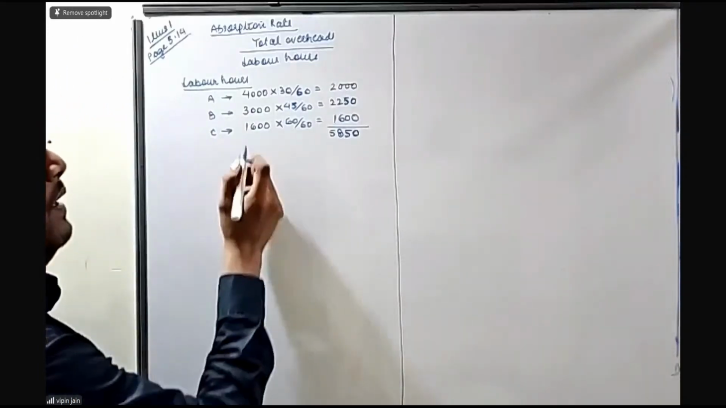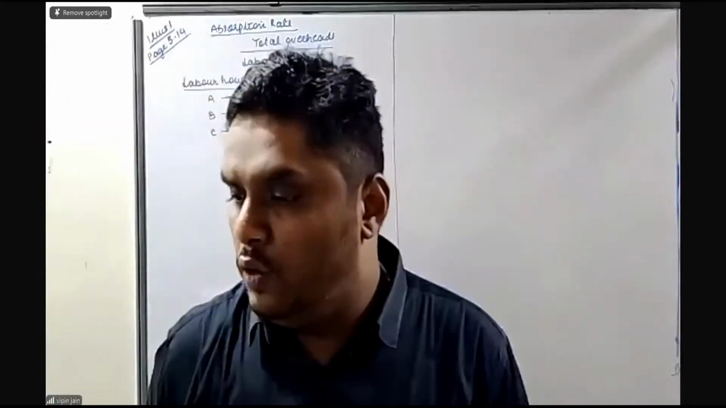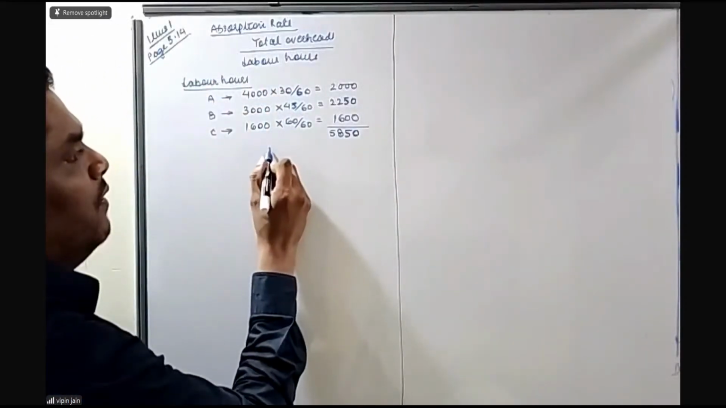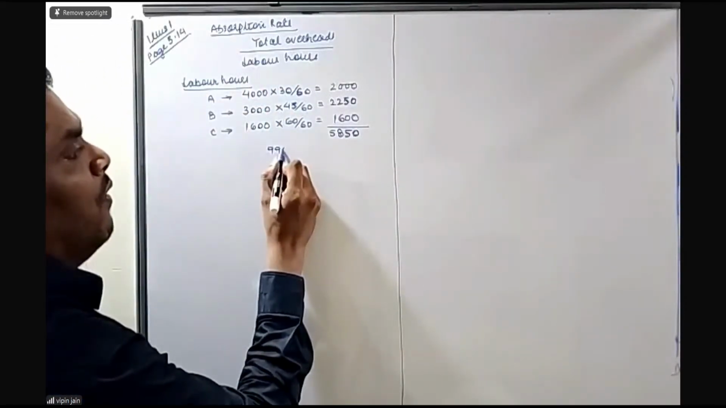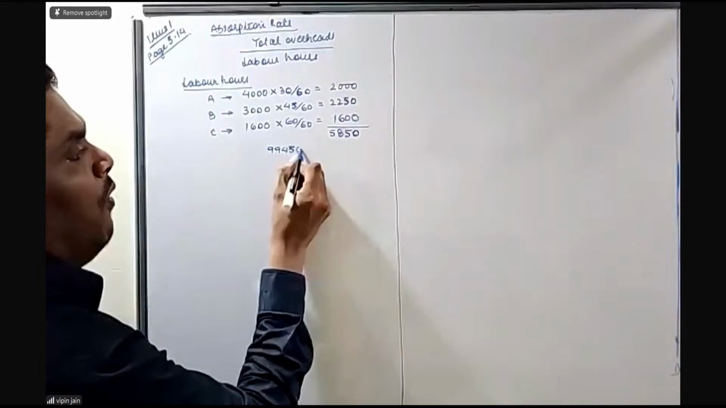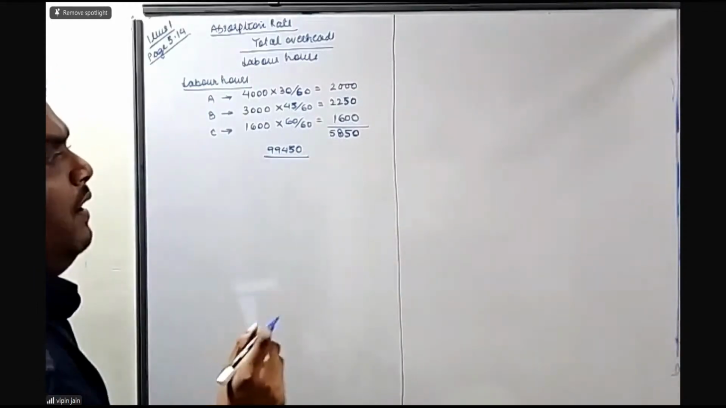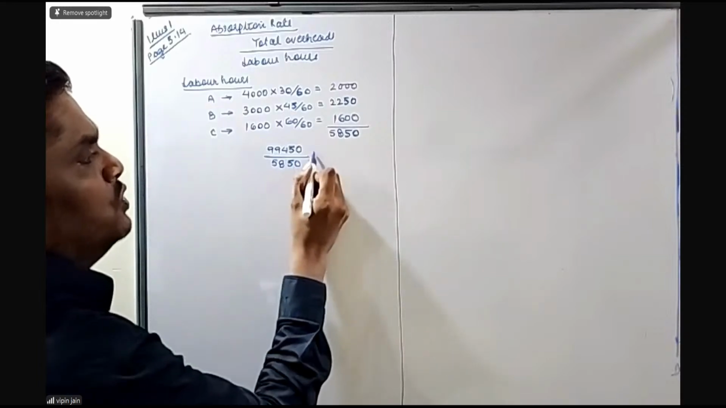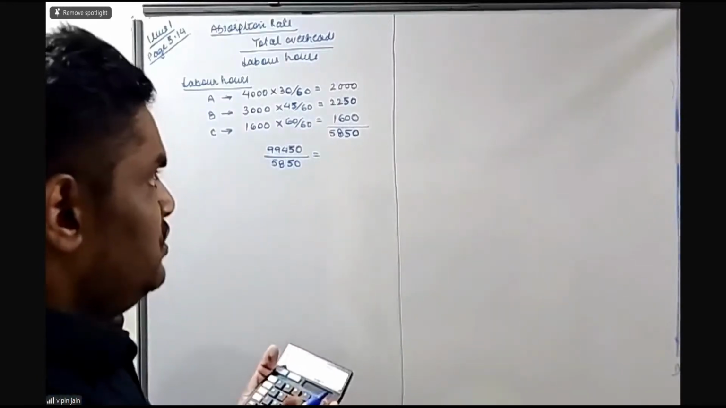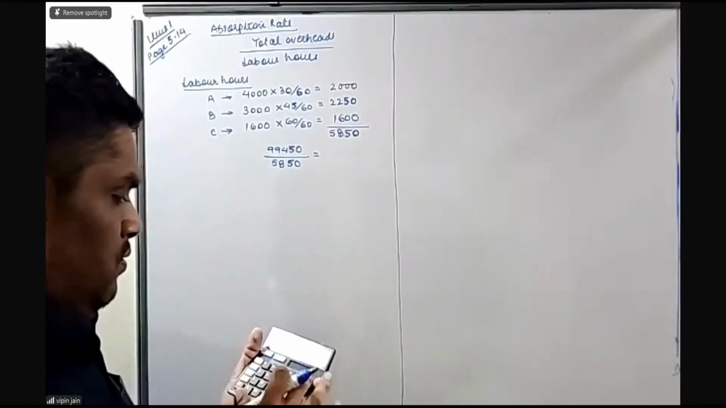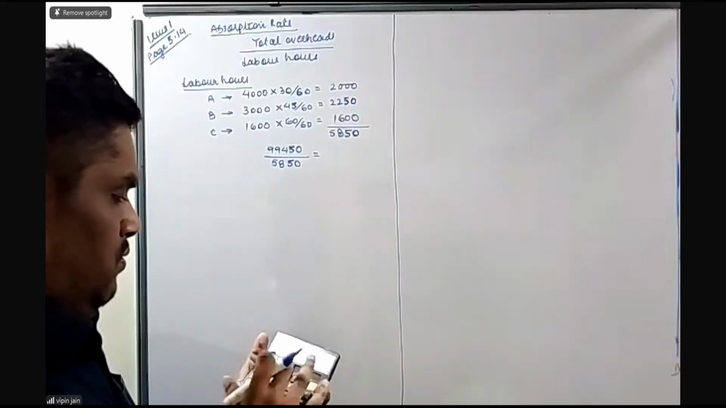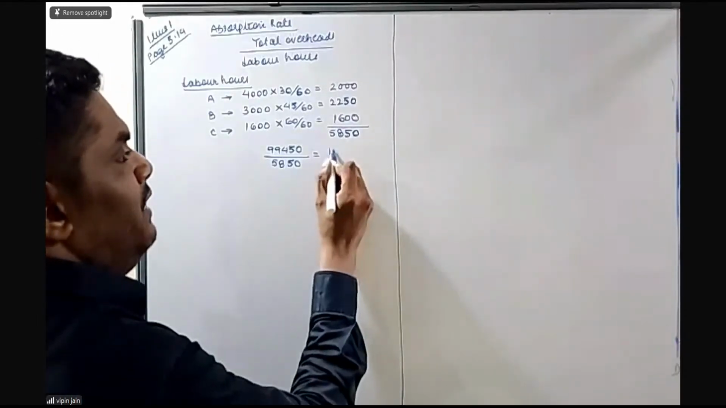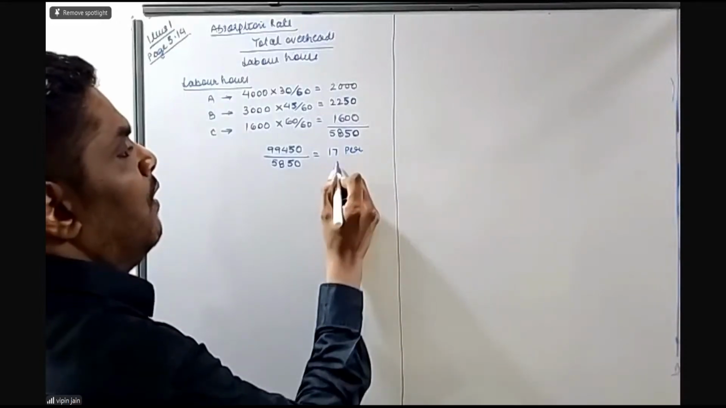So now, let's calculate the absorption rate. My overheads are how much? 99,450. My total labor hours are 5,850. So my absorption rate will be how much? 17 per hour.